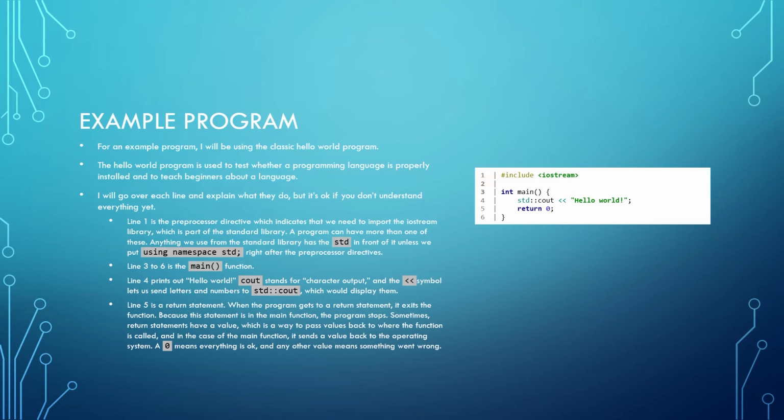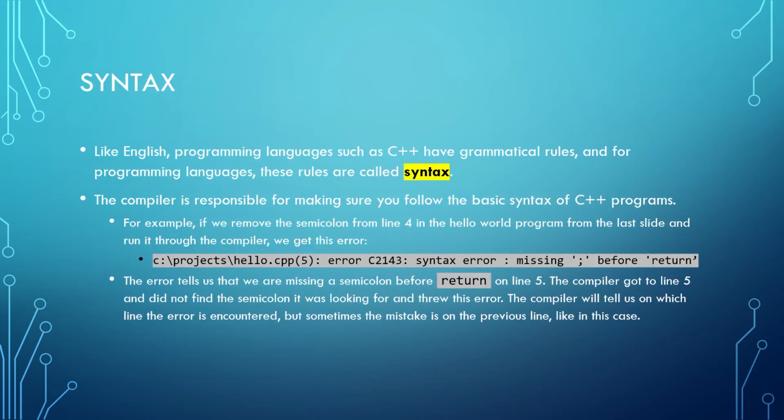So 0 means everything is okay, and everything else means something went wrong. Like English, programming languages such as C++ have grammatical rules. For programming languages, these rules are called syntax. The compiler is responsible for making sure you follow the basic syntax of C++ programs.